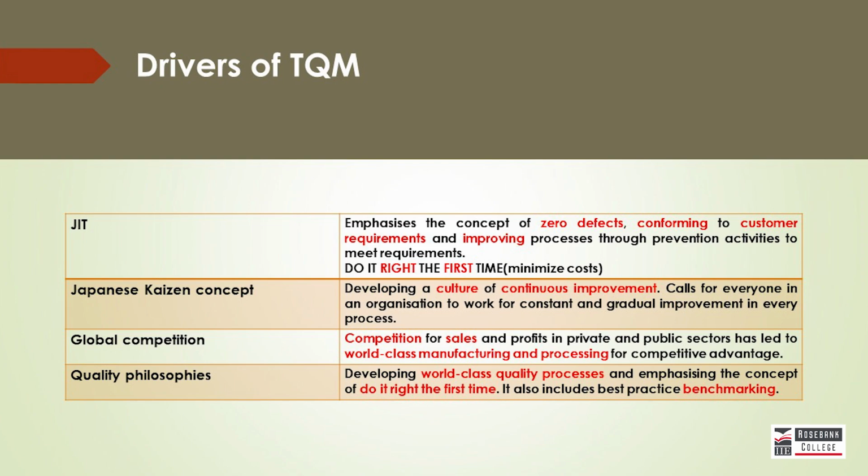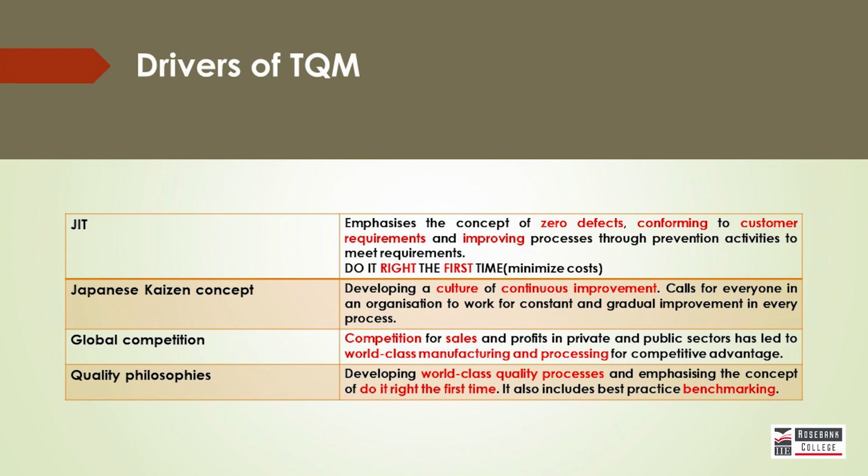Drivers of total quality management. So the first one there is JIT, commonly known as just in time. It is a supply chain management strategy that aims to reduce inventory and associated carrying costs by receiving and producing goods only as they are needed in the production process or for fulfilling the customer orders. The primary goal of just-in-time is to improve efficiency and effectiveness and minimize waste in the supply chain.